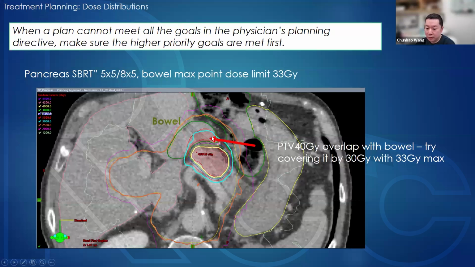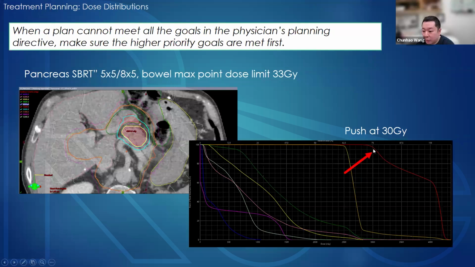For the overlapped region, instead of pushing it very hard to low dose, we want to make sure that this region is at least covered by 30 gray while keeping the 33 gray max, right? Because this region, while it's in the small bowel, is still considered as a part of the PTV. So on our DVH, we want to make sure that this PTV 40 gray line is not going to drop from 25 gray. Instead, we want it to drop starting at 30 gray or as high as possible while meeting the constraint with a bowel max point 33 gray.